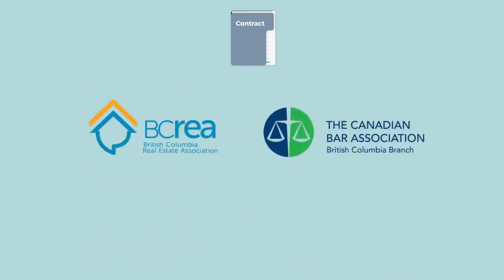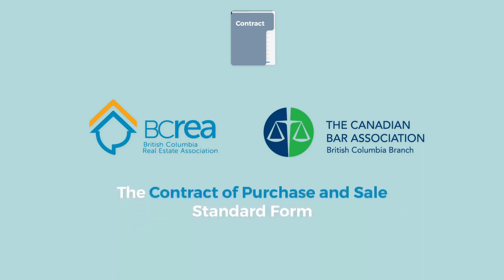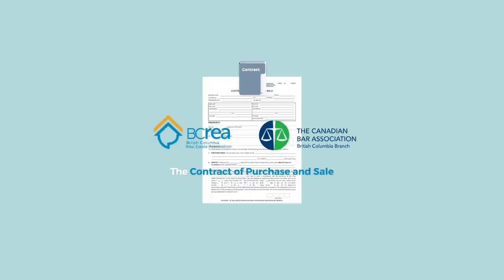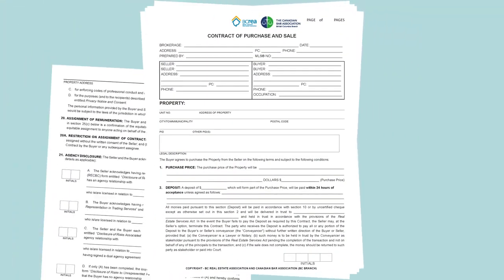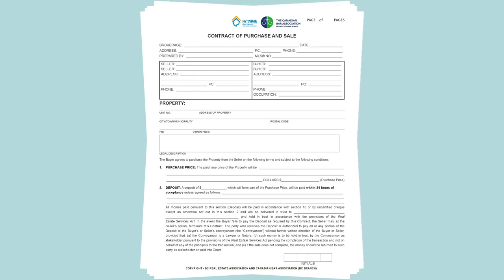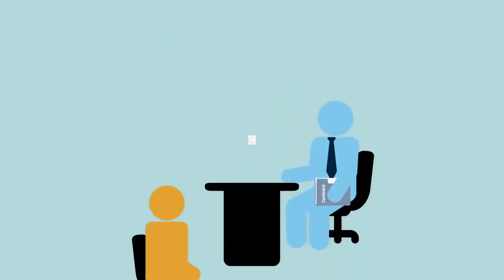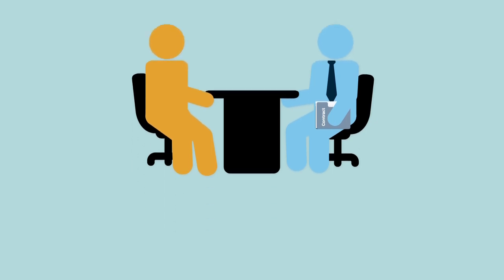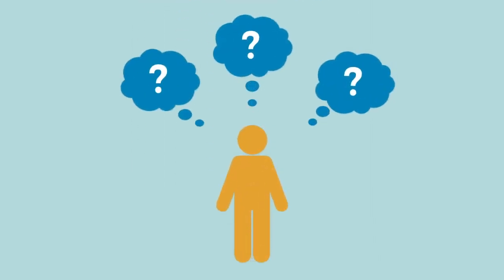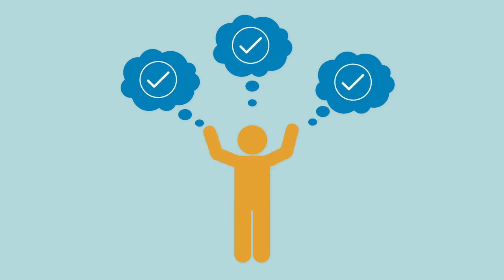Developed by the BC Real Estate Association and the Canadian Bar Association, the Contract of Purchase and Sale helps realtors and consumers work through the process of preparing a contract for the purchase and sale of a particular property. The Contract of Purchase and Sale standardizes the most common terms of a real estate transaction and provides a familiar format for buyers and sellers while still allowing for flexibility with respect to unique terms. This video provides essential information to help you understand the Contract of Purchase and Sale.